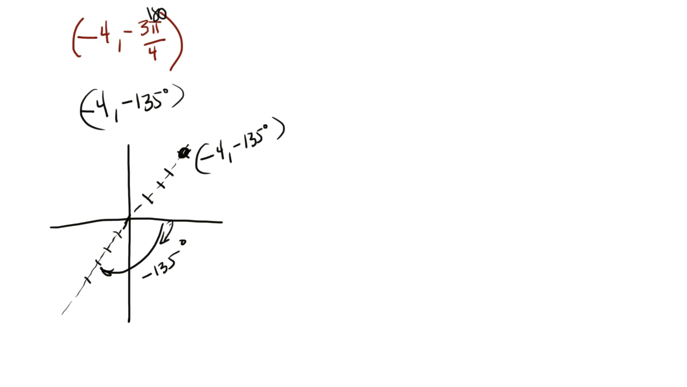And so what we can do is write a polar coordinate several different ways, because there are different ways to get to the spot. So we can write polar coordinates in 4 different ways.